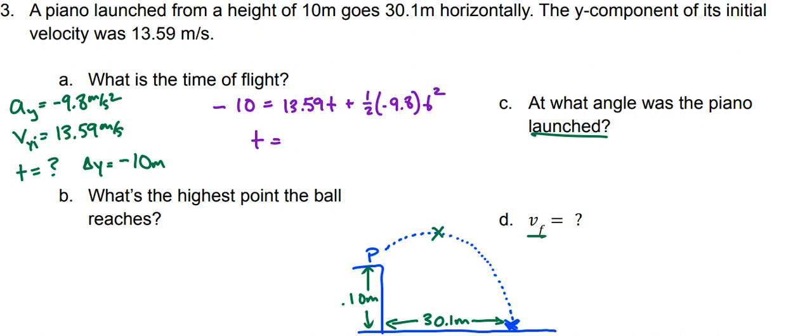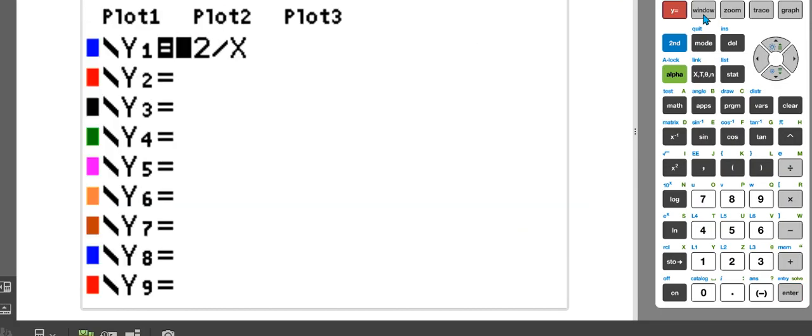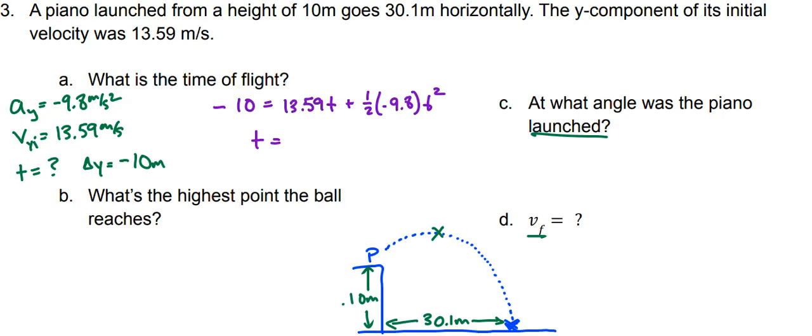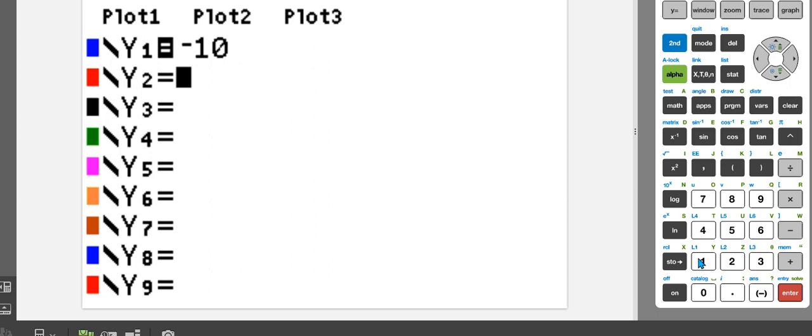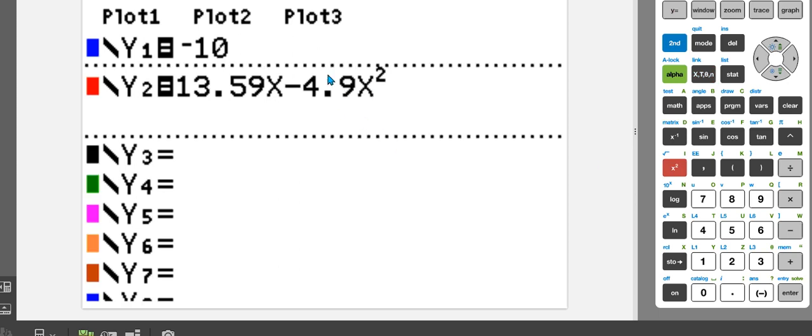But here's what I would do. Go to the calculator, go to y equals, and I would type in negative 10, because I want to know when the height of this thing is going to be negative 10. And then I would type in the other side of this, 13.59 x, because I can't use t, minus 4.9 x squared. 4.9 is just half of 9.8. We use that so much that it's helpful just to memorize.